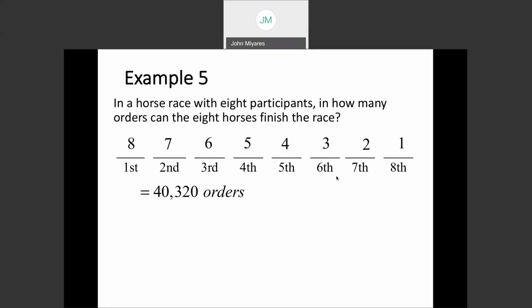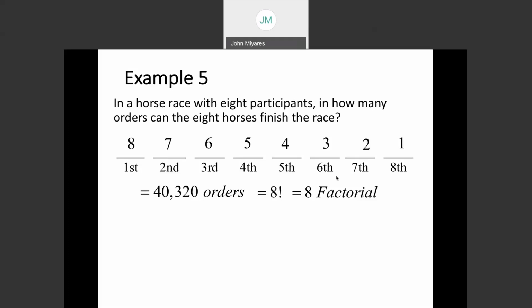Now, some of you may have seen this kind of multiplication pattern before, where you're multiplying a number by every number that came before it down to the number 1. There is some symbolism for this, and it looks like this. Now, when we read it, we don't just look at this and say, 8. Instead, we read it as 8 factorial.